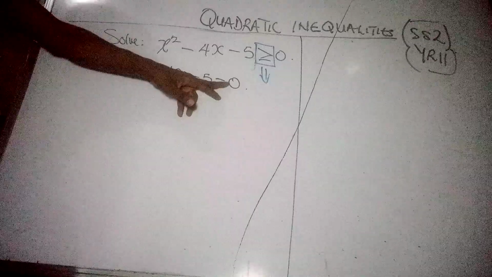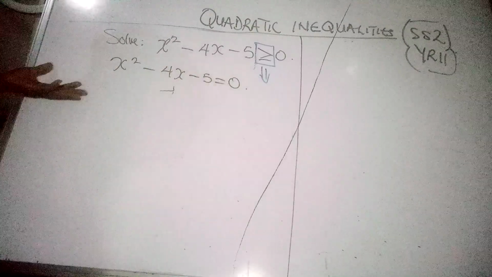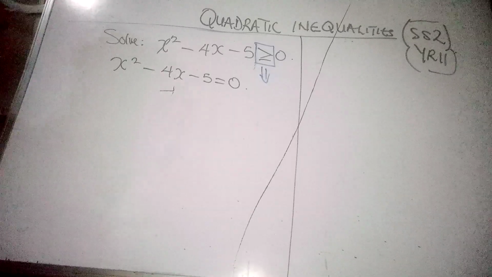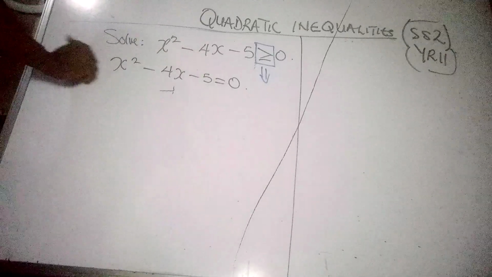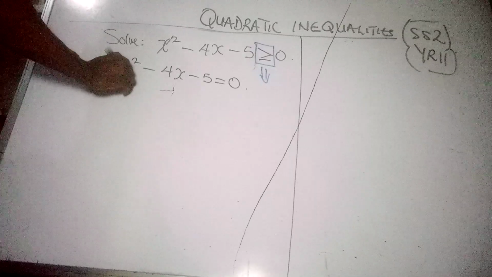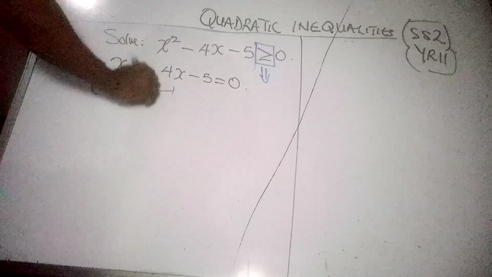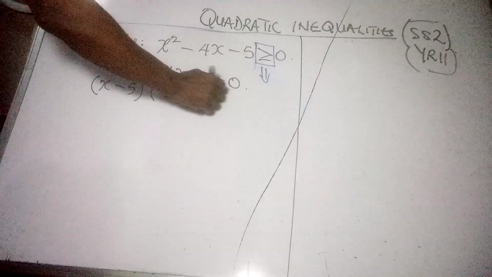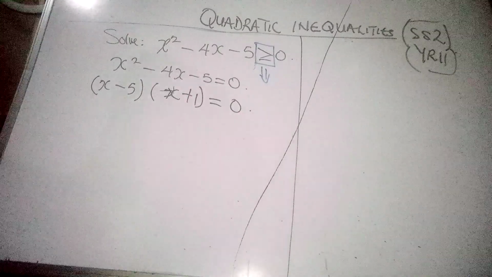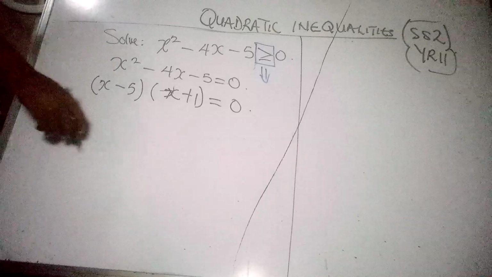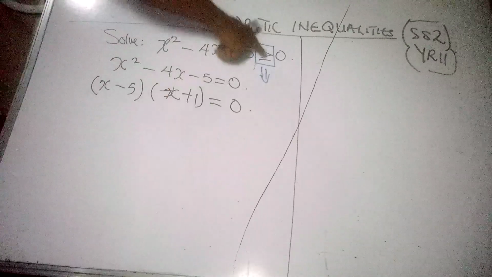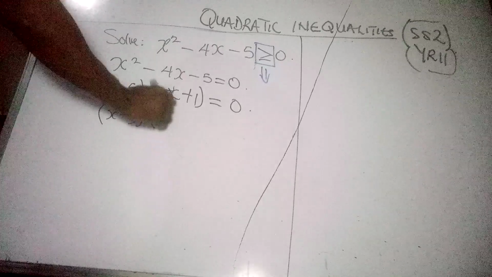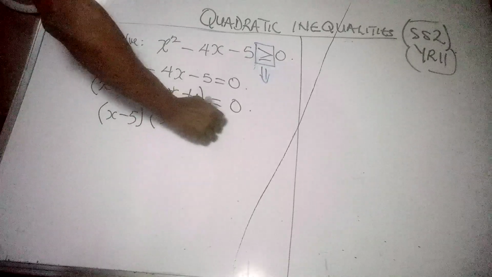Changing this to equals to will enable us to factorize or solve it by any method you want. You can use the formula to solve it. It doesn't matter. But since it is factorizable, this will give us (x minus 5)(x plus 1) equals to 0. Now, I can change this back to inequality. So it will now be (x minus 5)(x plus 1) greater than or equal to 0.